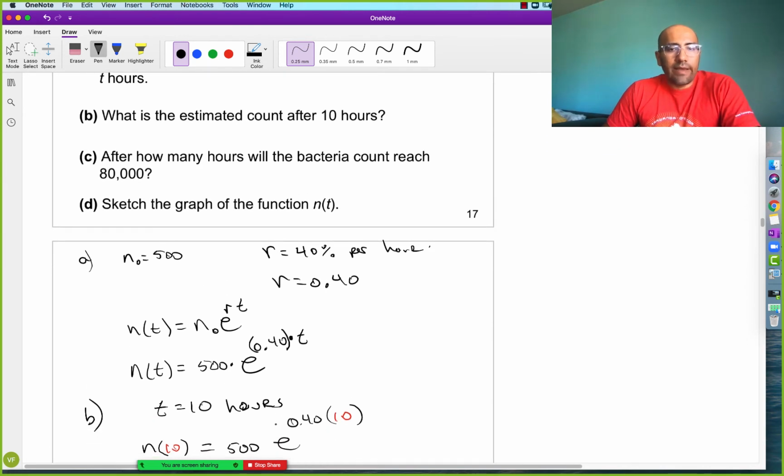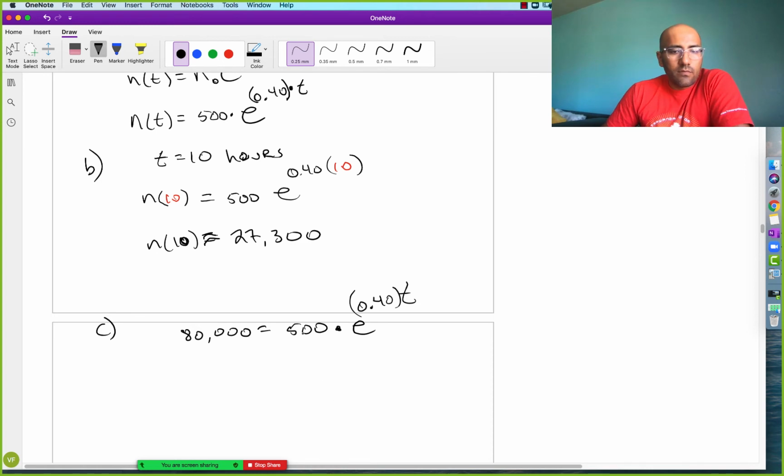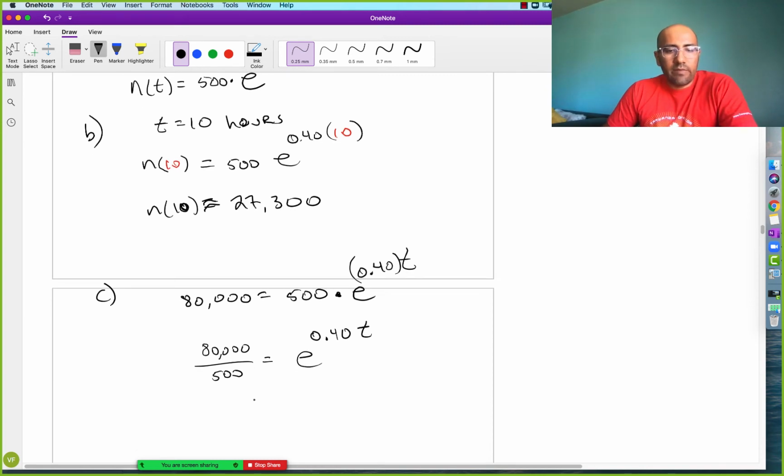Okay, after how many hours will the bacteria count reach 80,000? Part C, when will it reach 80,000? So this is what we want to solve, right? 80,000 is the output of that equation, where this equals 500 times e to the 0.40t. Good. Okay, so then we divide both sides by 500. 80,000 divided by 500 equals e to the 0.40t. Instead of dividing the whole thing and working my calculator, I'm just going to solve it the way it is for now and get all the way to t, and then I'll plug it all in that calculator.